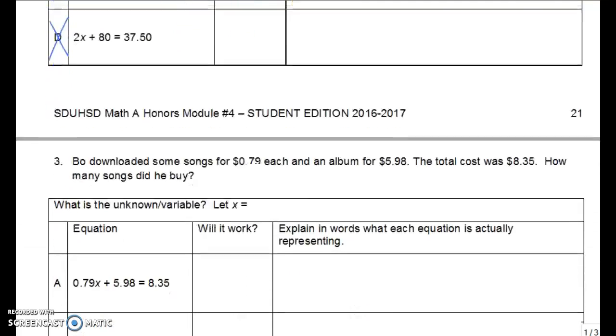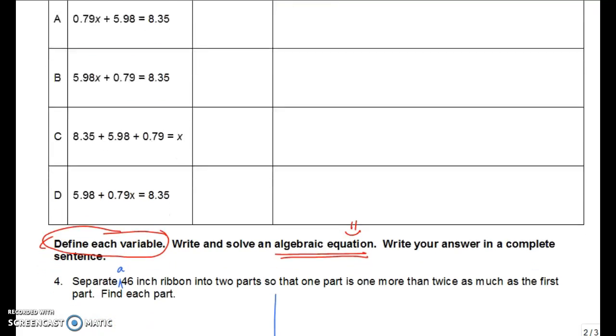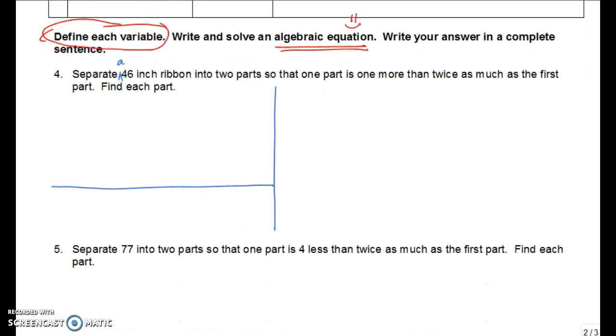All right, when you turn the page, I'm going to skip this one in the interest of time, and I'm going to focus with you on problems like number 4. So I'm going to read these directions and tell you what they mean. First of all, it says define each variable. Would you please circle that instruction? Define each variable means write a let statement. So when you're asked to do that, you're going to write let x equal, etc.